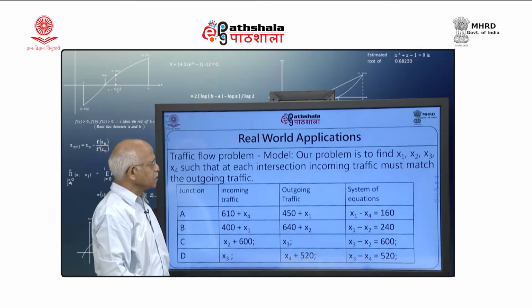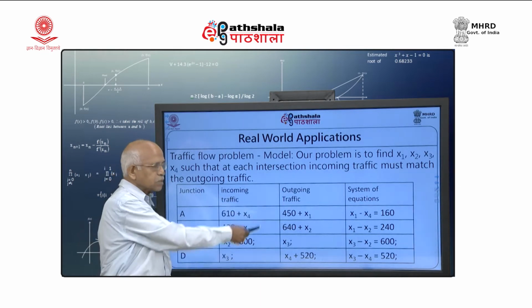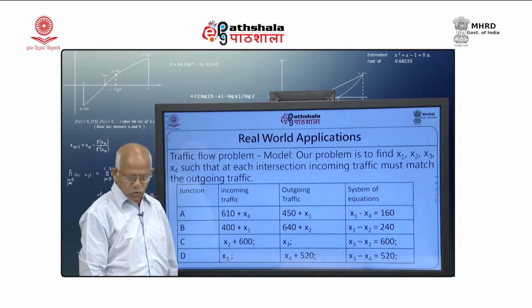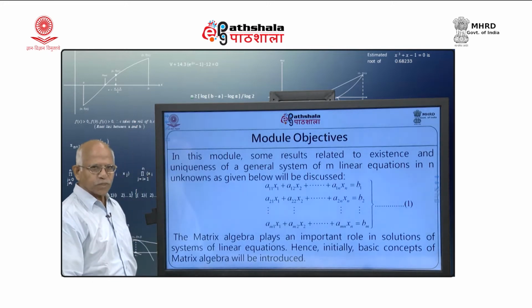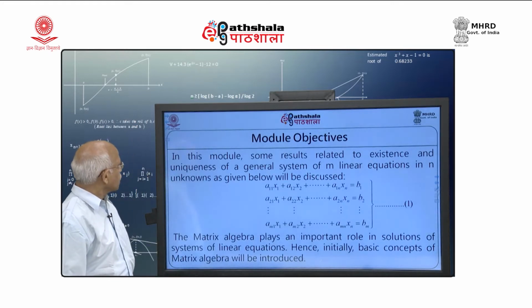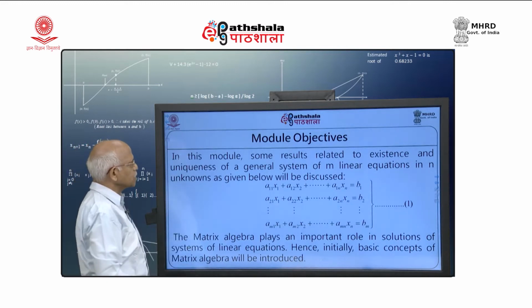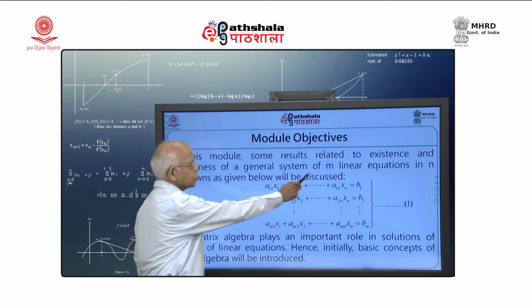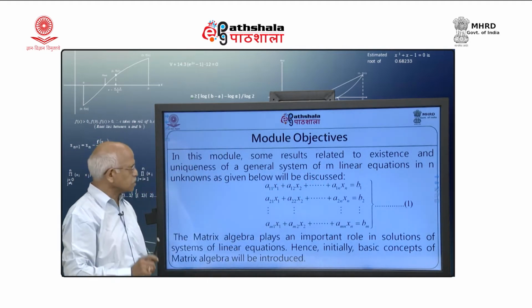So to solve this traffic problem, I need to solve this system of linear equations. Systems of linear equations appear in many mathematical models of real-world situations. So in this module, some results related to the existence and uniqueness of solutions of a general system of n linear equations in m unknowns we are going to discuss.